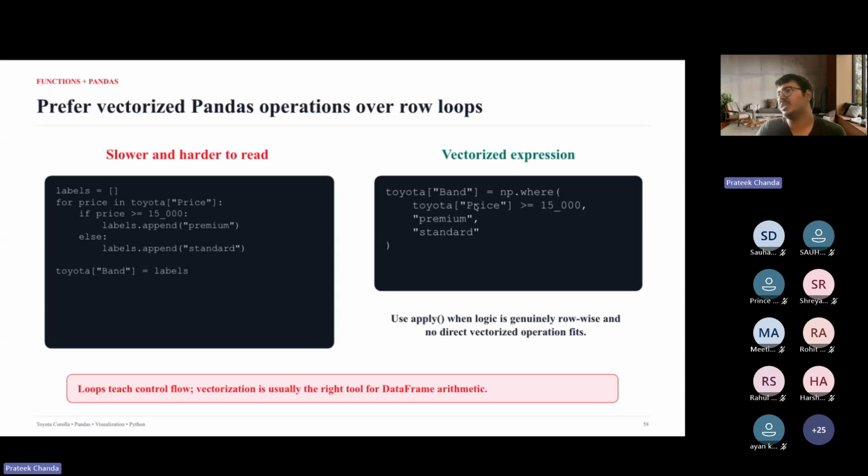So if this condition is satisfied, I go to the first argument. Otherwise, I go to the second argument. So if my Toyota price is greater than equal to 15,000, I add a label of premium. Otherwise, standard. So there's a typical manner in which you can use vectorized formats in pandas. You can use apply when the logic is genuinely row-wise logic, and no direct vectorized operation fits.